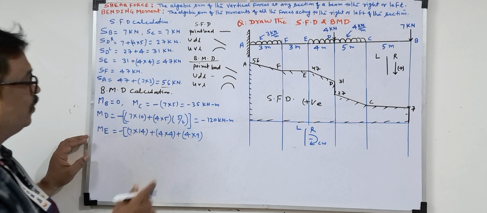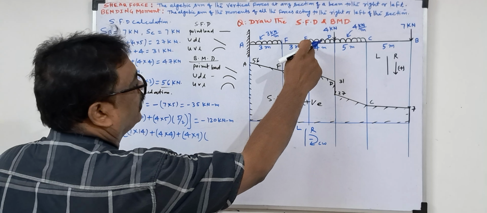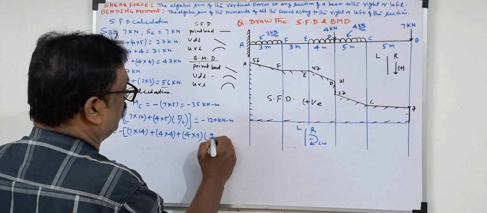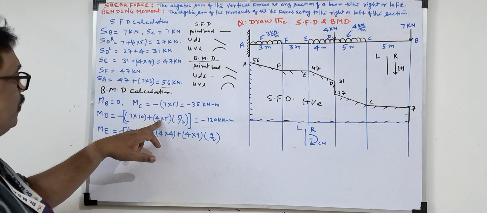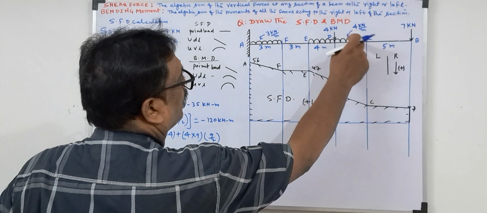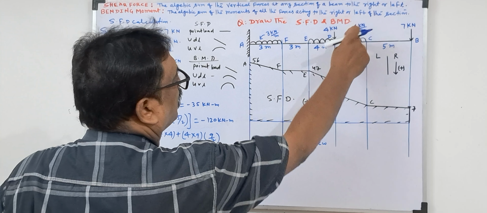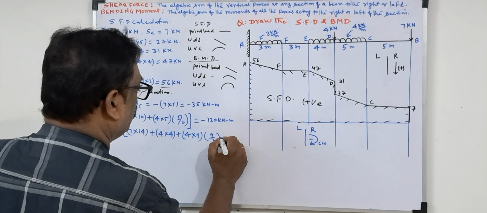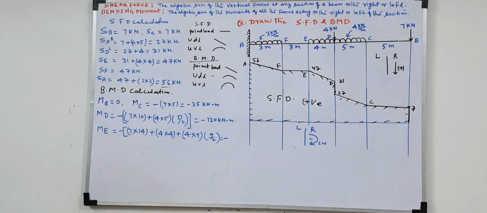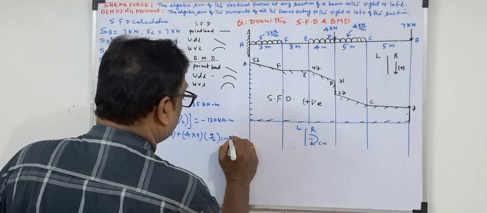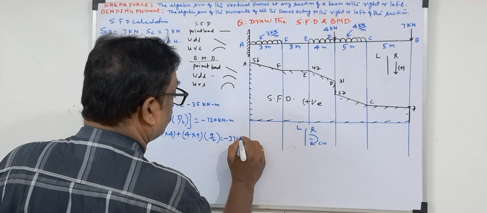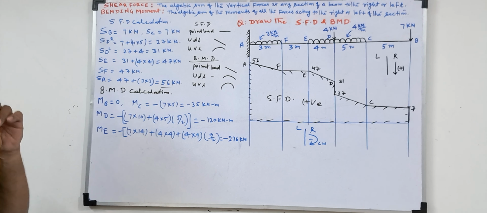4 into 9 load, then taking from E, so the UDL is connected, so just 9 by 2, half distance. I have taken here 4 into 5 into 5 by 2. Now the total load is 9 into 4, then 9 by 2. So if you calculate this, how much will come? Negative ME is coming minus 276 kilonewton meter. Okay. So this is the moment at E.